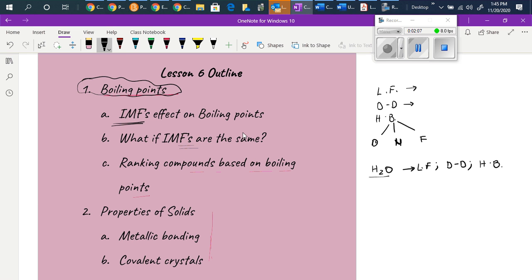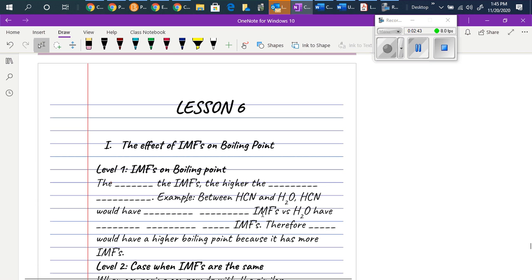And on the same note, we discussed in previous lessons that HCN has only two types of forces: London forces, which are present in everything, and dipole-dipole. We don't have hydrogen bonds, even though we have hydrogen and nitrogen here, because those two are not directly bonded to each other. Okay, so now let's see what it is.